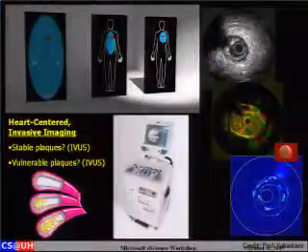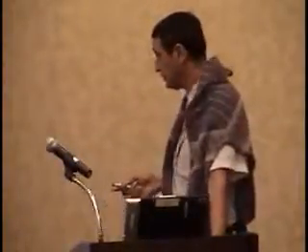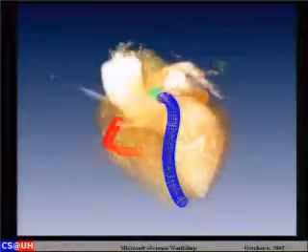Another example of application is actually more invasive imaging, when you want to have an image of the artery and you want to have the localization of the vulnerable plaque, those responsible for cardiac disease. So this is a second type of application.